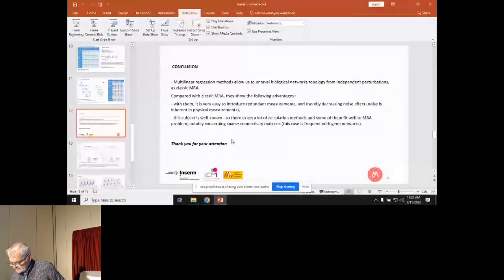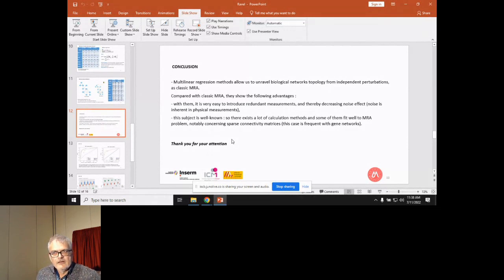Okay, I have one. How is the scaling of this method? Where do you see limitations of how large these networks could be? Yes, the limitation is the steady state in this case. And we also see that the size of the network, in the case of gene networks, is very important.